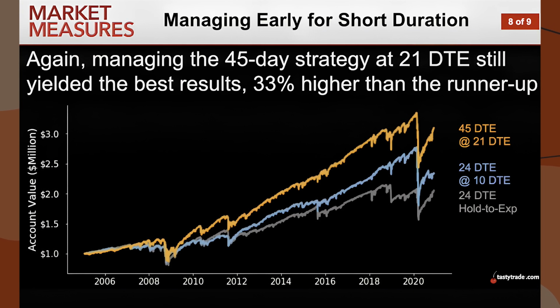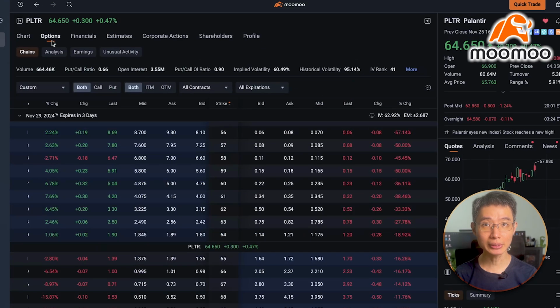Here's another study showing the same thing. 45 DTEs will give me a much better success rate as compared to shorter DTEs. So if I want to have an extra edge when selling credit spreads, I will want to go for the 45 DTE. In moomoo desktop, by default, I will see the DTEs in list form.